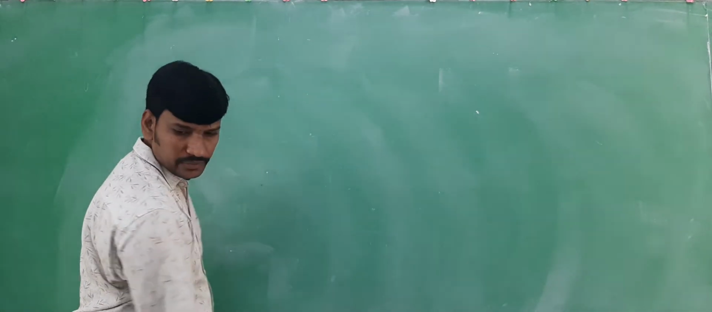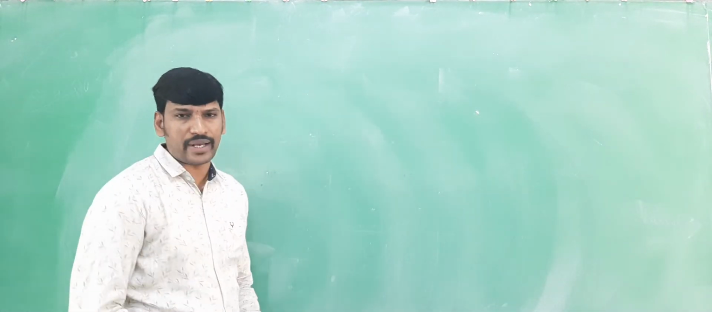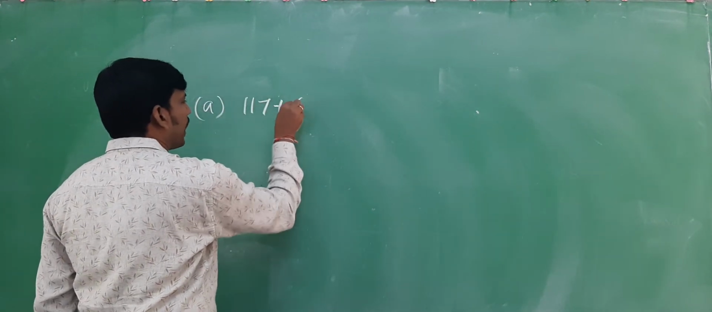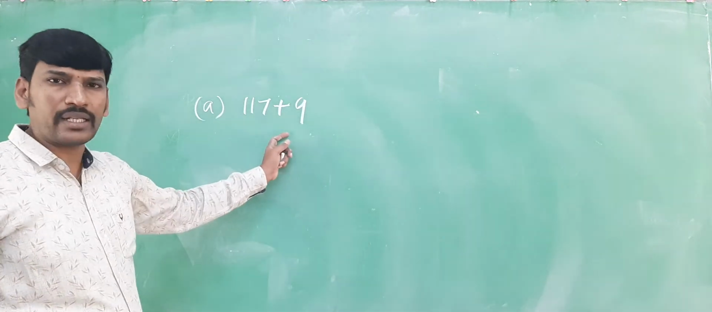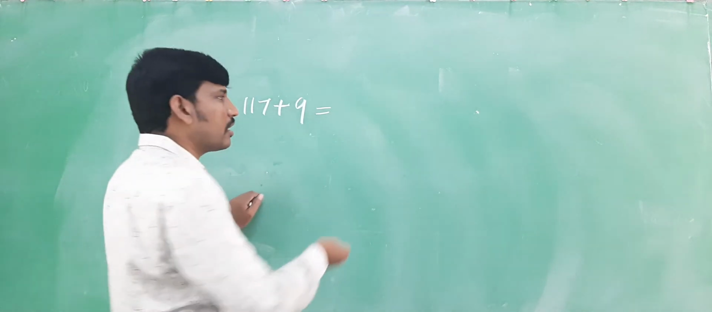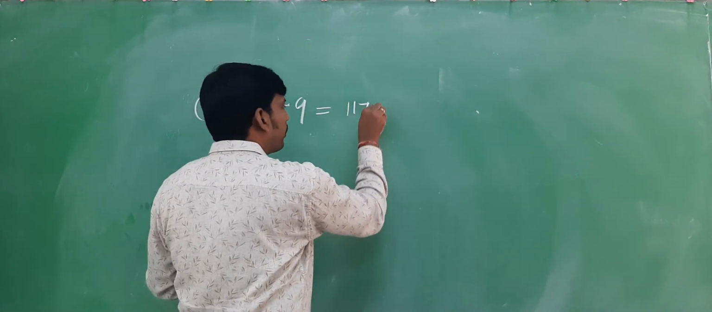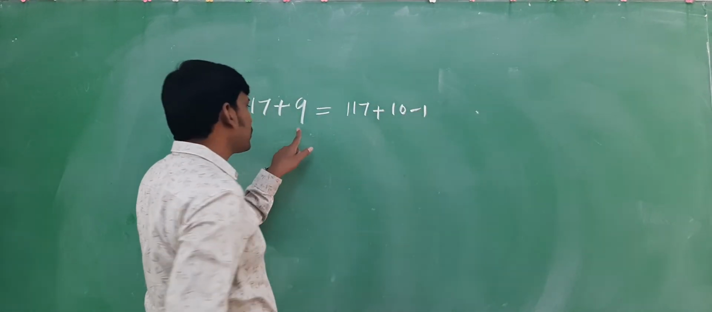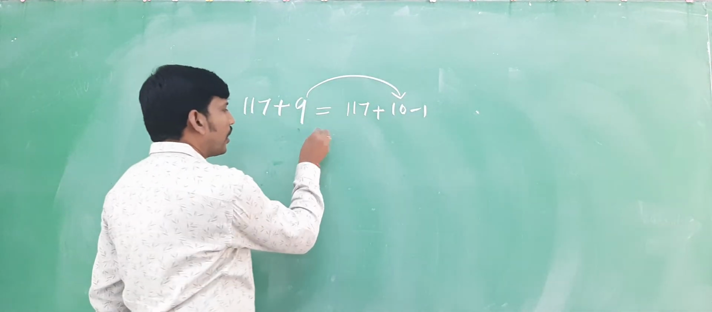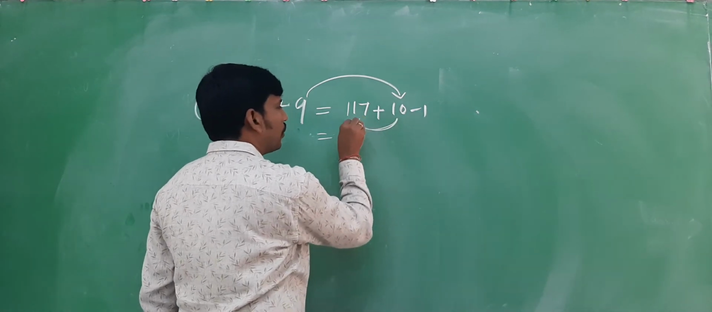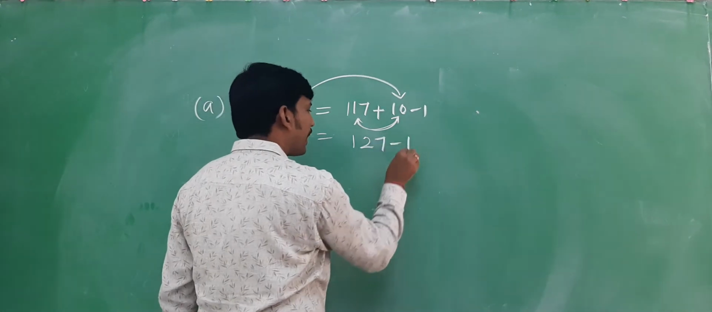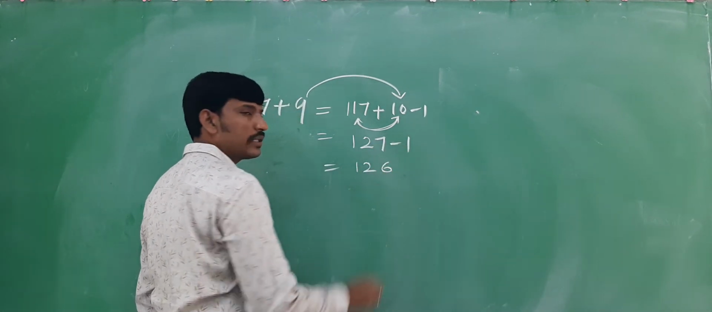Okay, so here write patterns, observations. Children, that is 117 plus 9. If you add directly, you get the answer 126. But we need to form a pattern. What is the pattern? 117 plus 10 minus 1. This 9, I am going to write it as 10 minus 1. Now add these two: 117 plus 10 is 127, minus 1 will become 126.